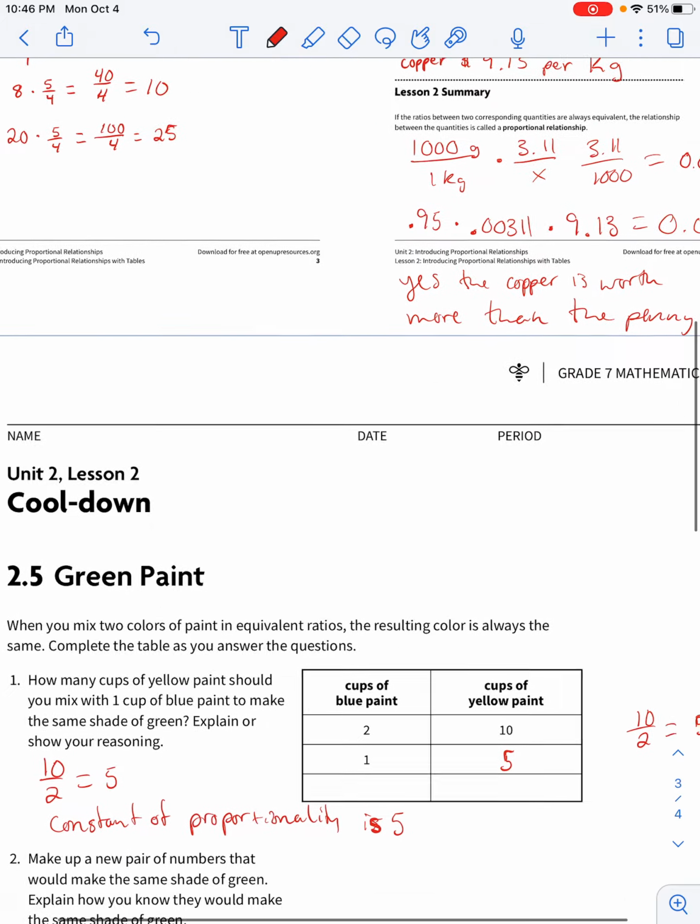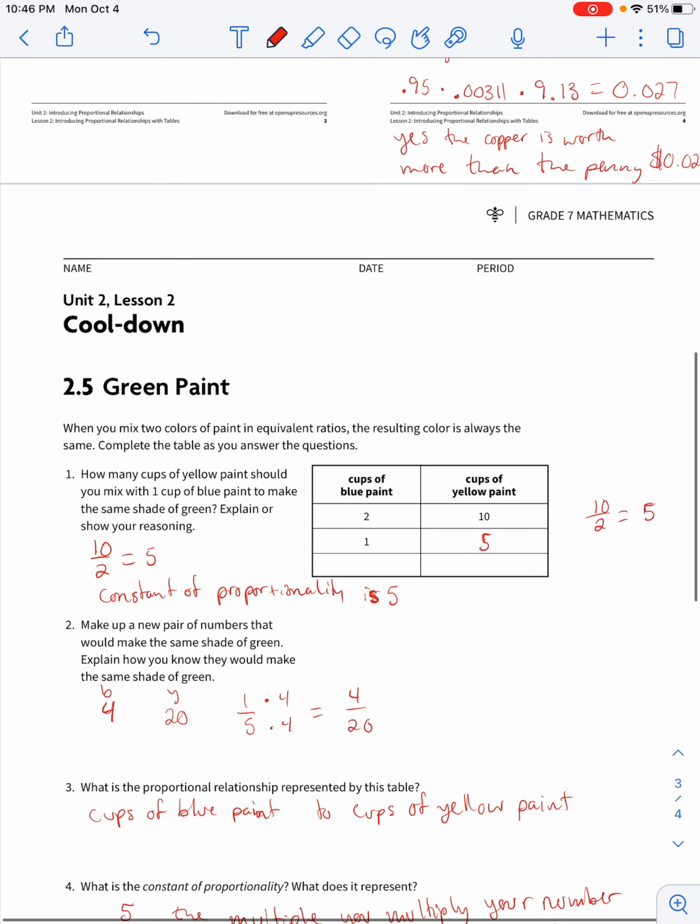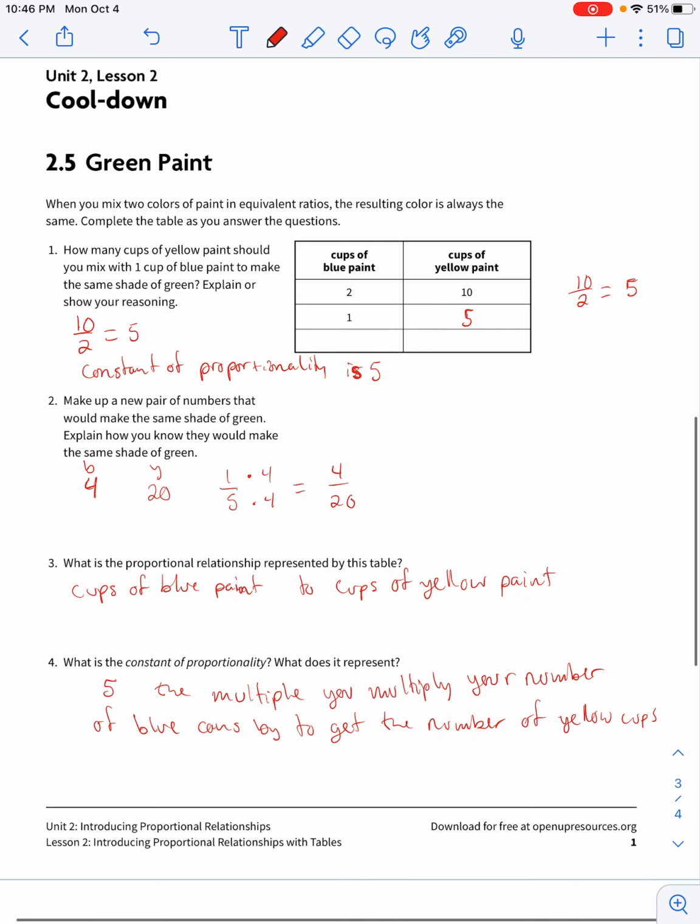All right. Okay, now just for the exit ticket. So we're doing the same thing. We're looking at a ratio. We know it's got to be proportional, so we need to go through and answer these questions here and fill out the chart. So it says, how many cups of yellow paint should you mix with 1 cup of blue paint to make the same shade of green?